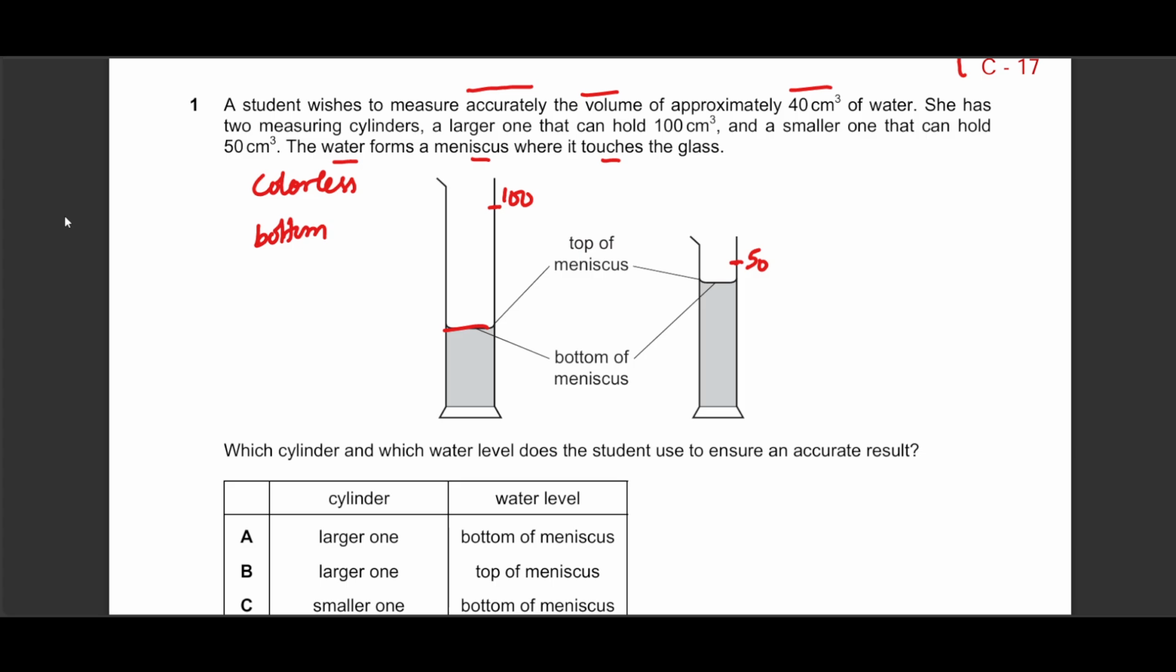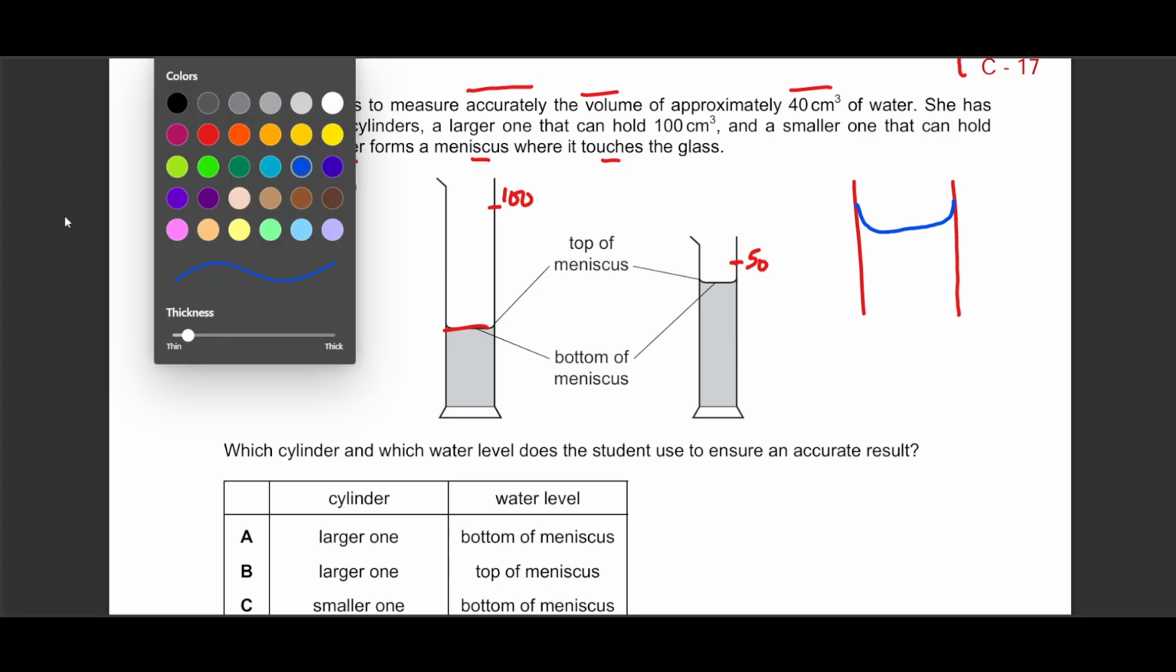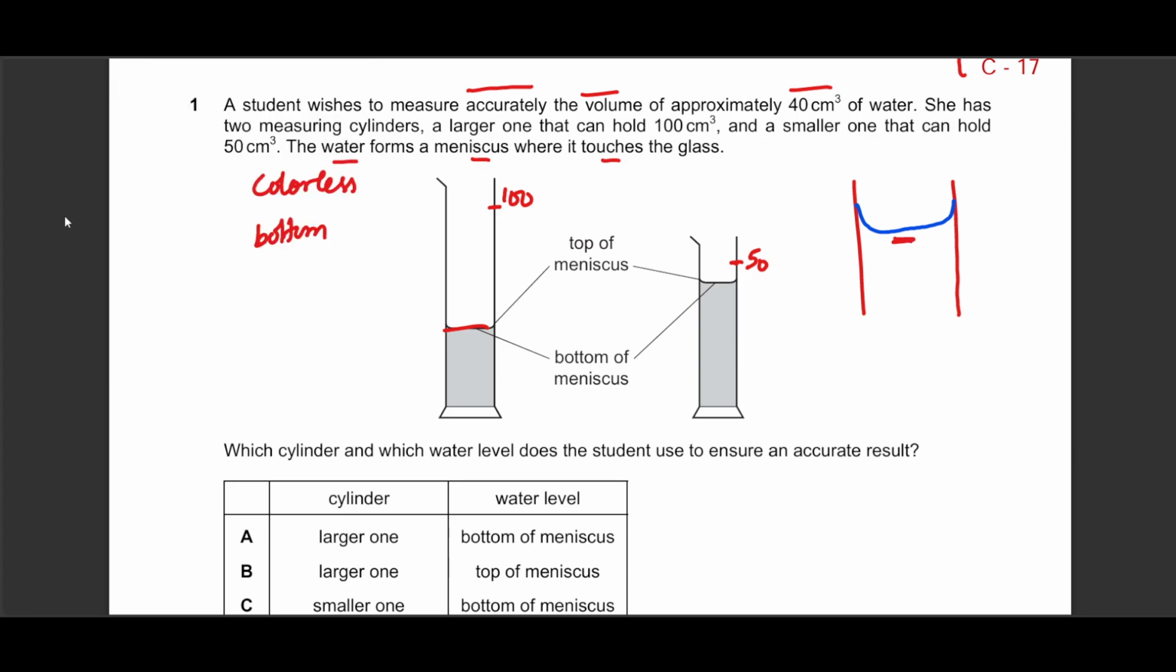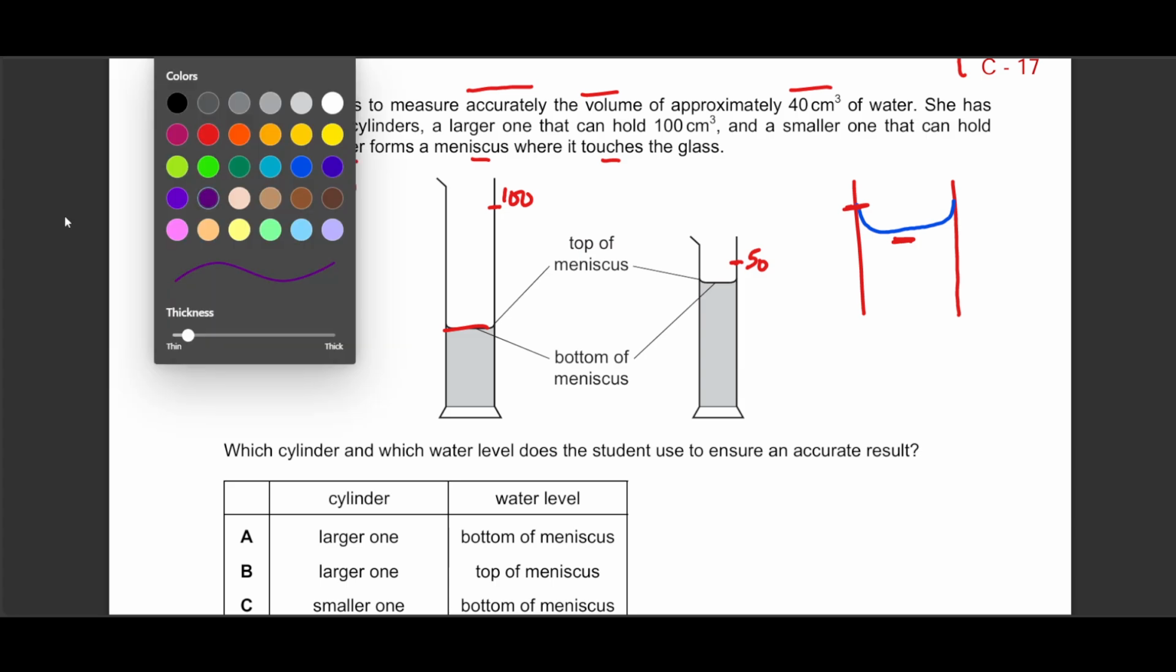If it is a colored liquid, then the problem arises that if this is the diameter of the colored liquid and the meniscus starts like this, and I'm exaggerating the view, it's not possible to see the lower meniscus of a colored liquid. So we have to settle for a top meniscus, and we have to choose this as our starting point.